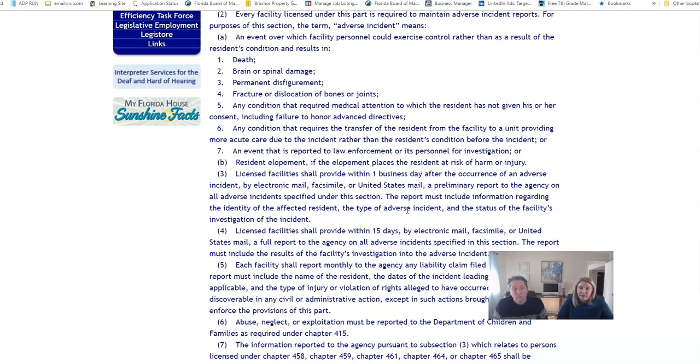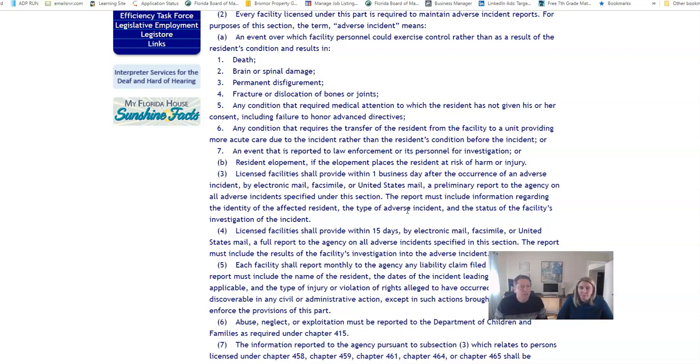Licensed facilities shall provide within 1 business day after the occurrence of an adverse incident, by electronic mail, fax, or United States mail, a preliminary report to the agency on all adverse incidents specified. The report must include information regarding the identity of the affected resident, the type of adverse incident, and the status of the facility's investigation of the incident.